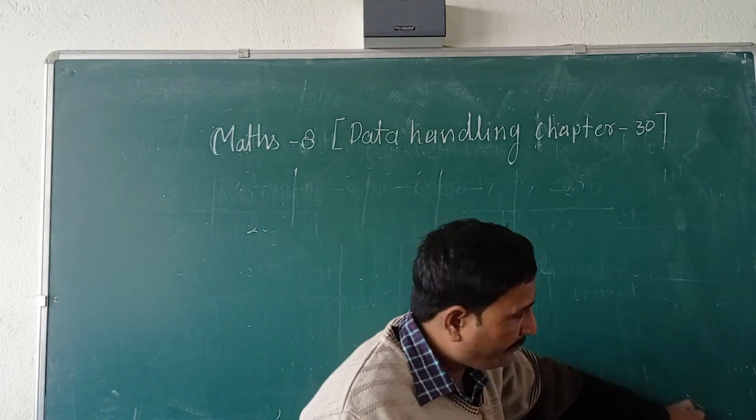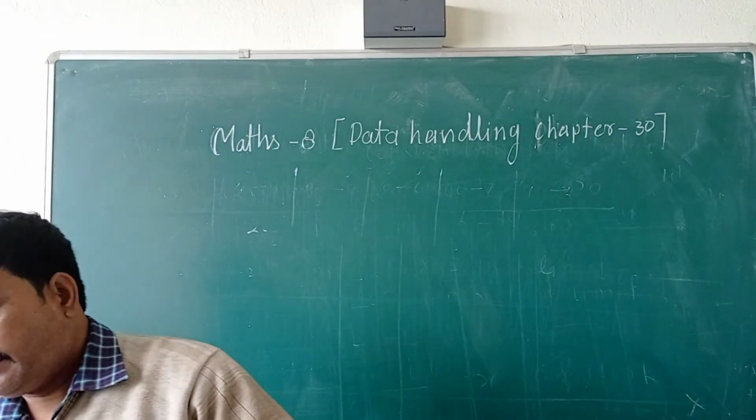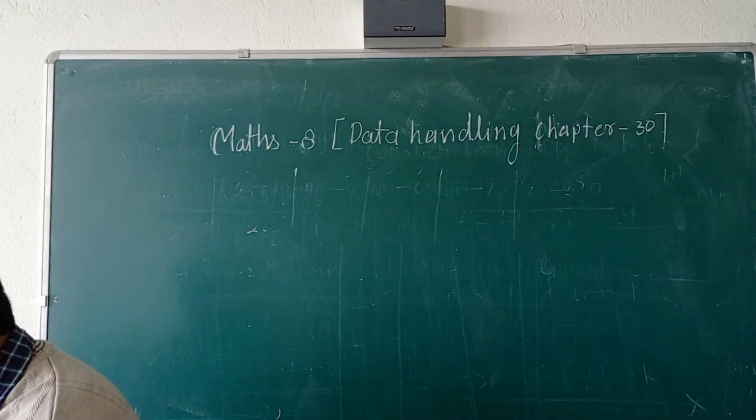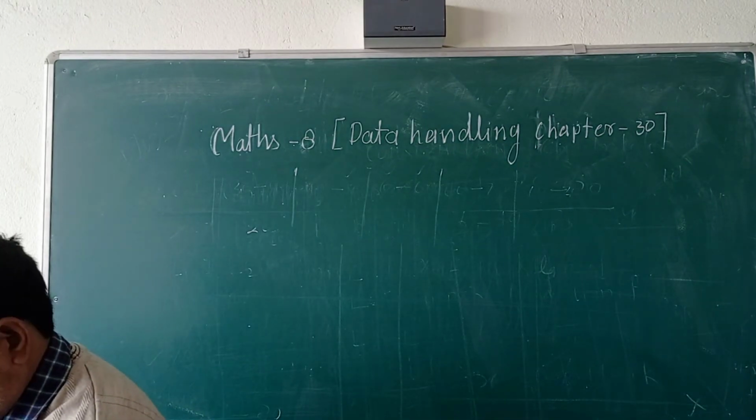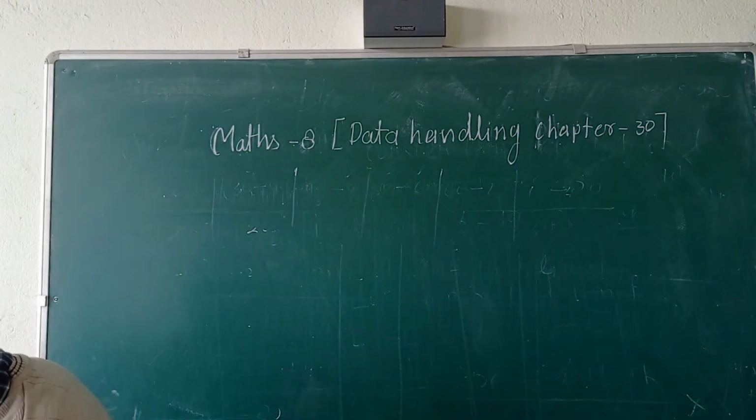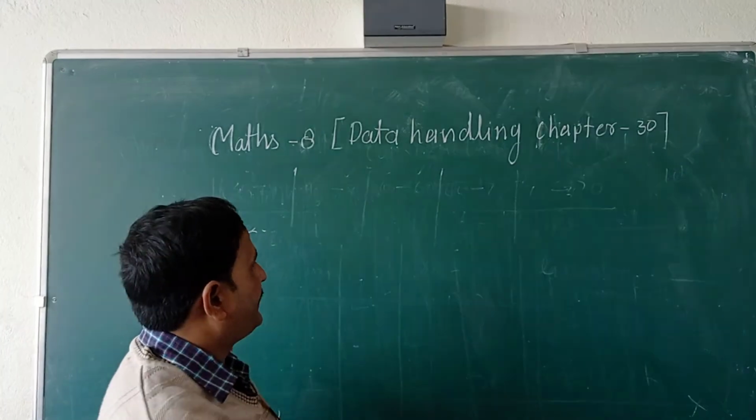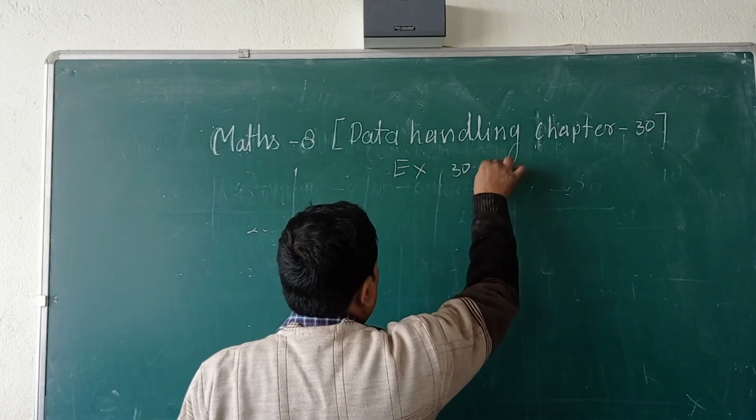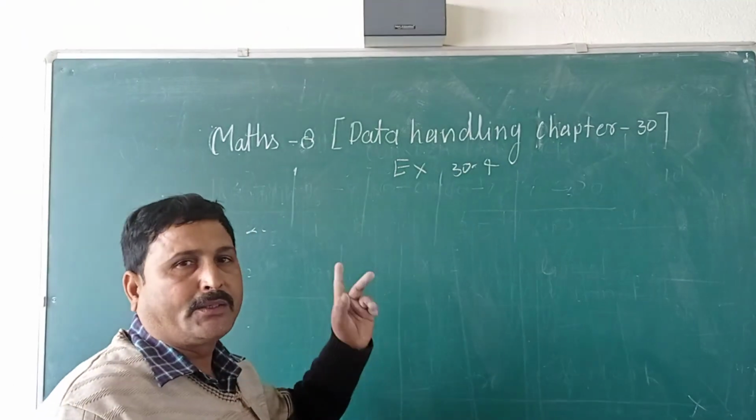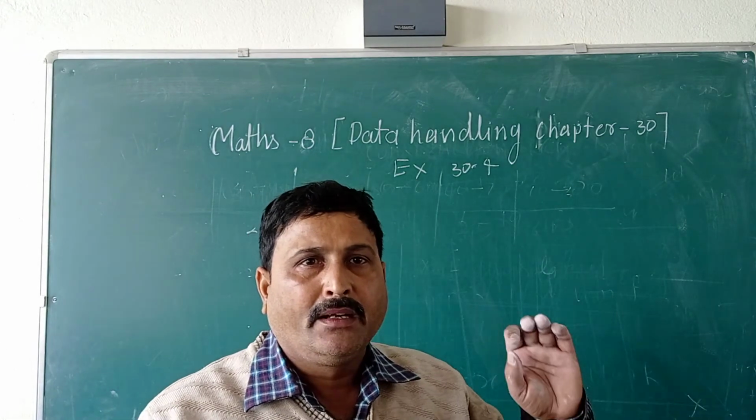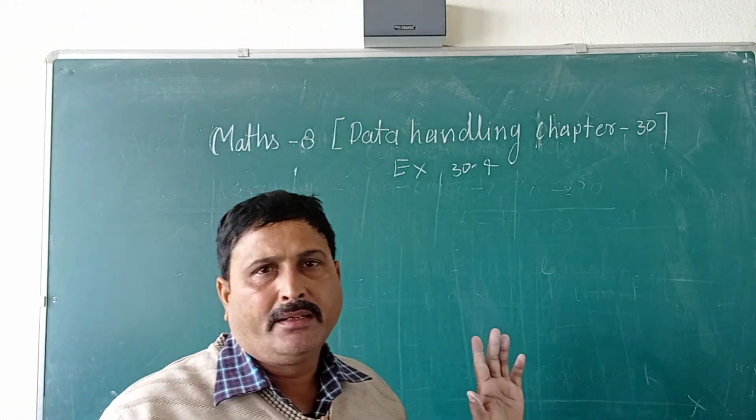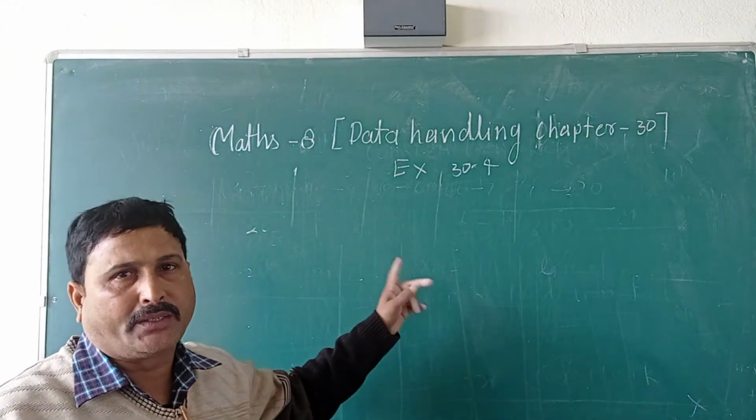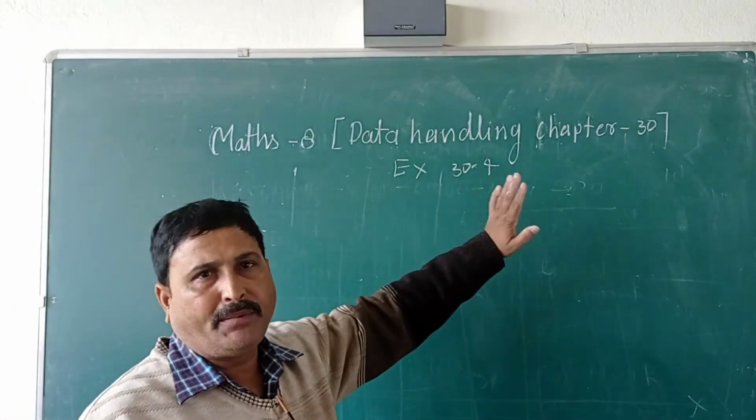Now see, draw the pie chart. This is the last exercise, 30.4. The last exercise 30.4 is based on pie chart. In 30.1 and 30.2 the questions are based on frequency distribution table, 30.3 is based on histogram, 30.4 on pie chart.